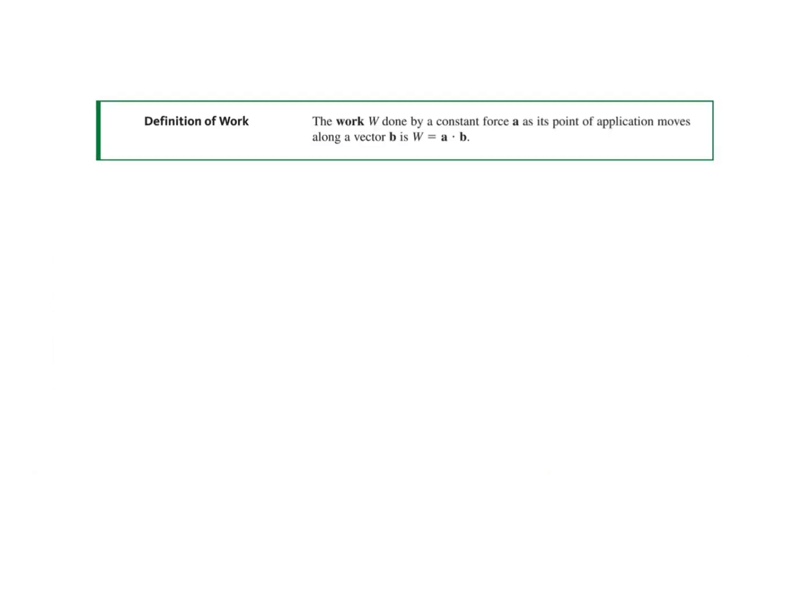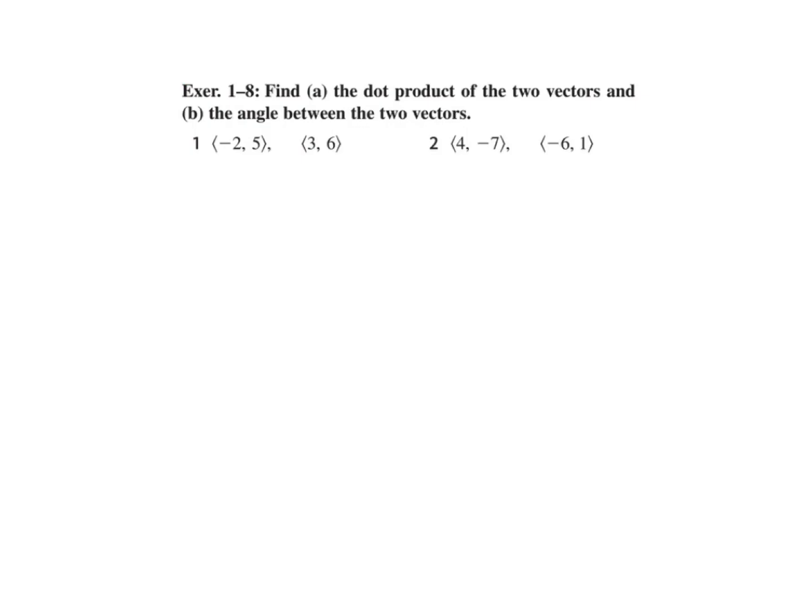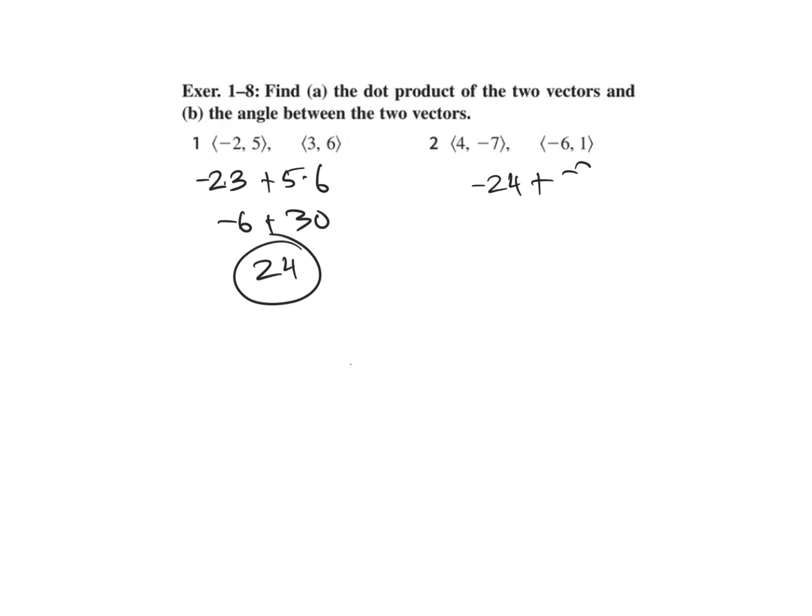All right, then we're going to get into the definition of work. Work is basically the two vectors multiplied together. Okay, we'll get to that in a minute. So the dot product of the two vectors, let's do that. Negative 2 times 3 plus 5 times 6. So negative 6 plus 30 is 24. 4 times negative 6 is negative 24. Negative 7 times 1 is negative 7. That's negative 31. All right, so we'll start doing this a little bit faster, just writing some things down and then getting the final answers.